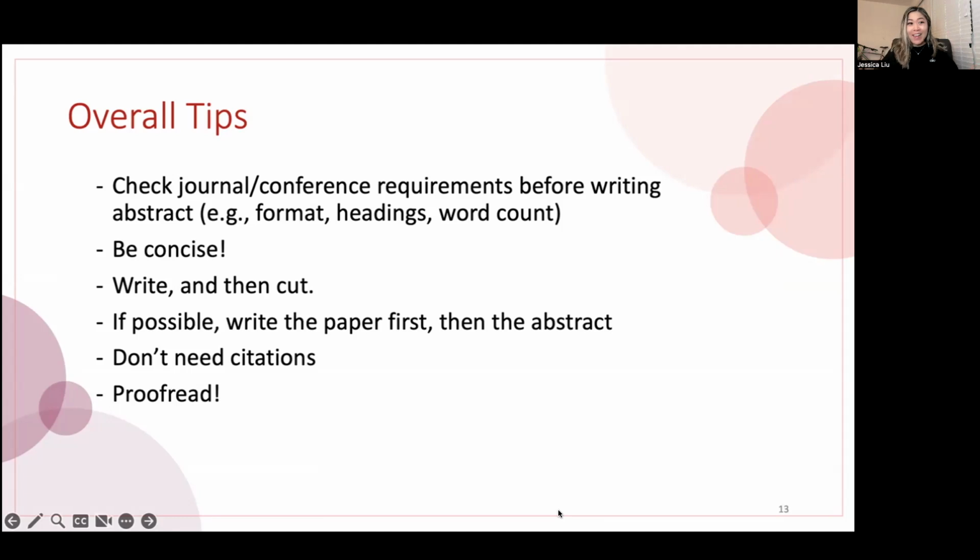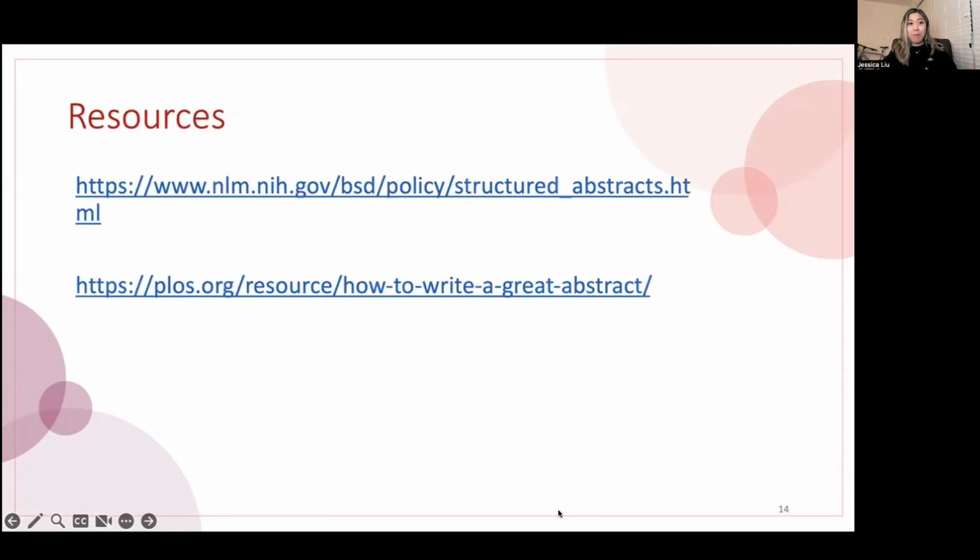So that's everything. Here are my resources that I pulled from in order to put these slides together. So I wanted to include them here for you as well if you wanted to reference them.